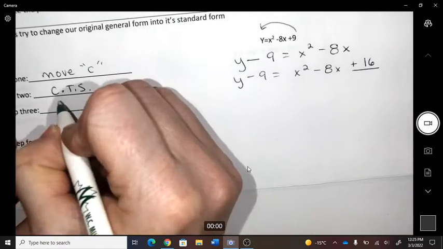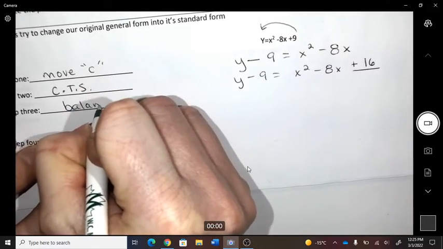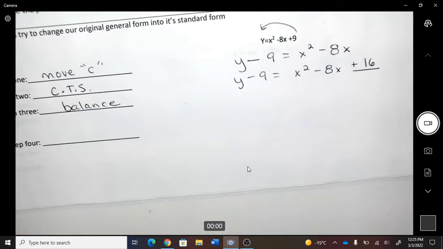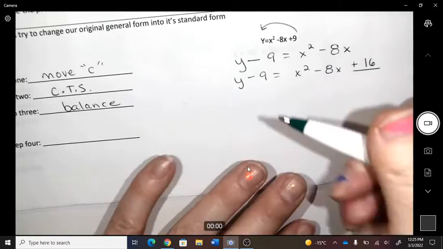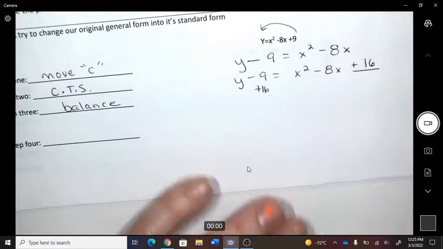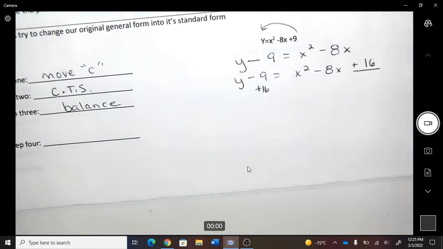Okay, step 3 is we need to balance it out. Here's what we did. We added 16, so if you think about a teeter-totter, if you add 16 on one side, you have to add 16 to the other side, because it didn't exist. You put it there and it didn't exist.